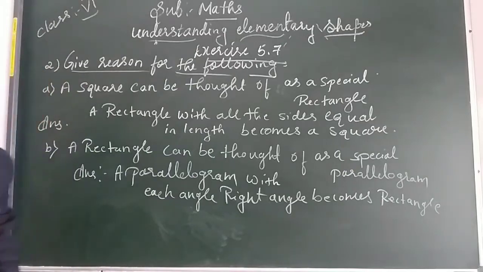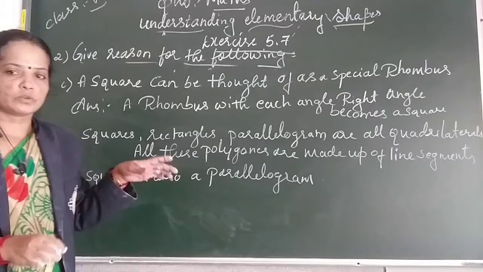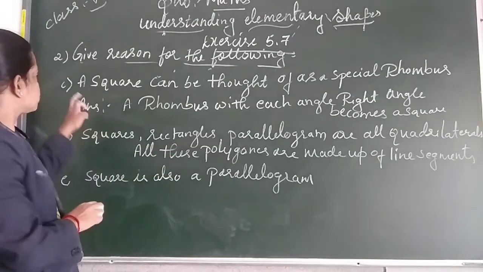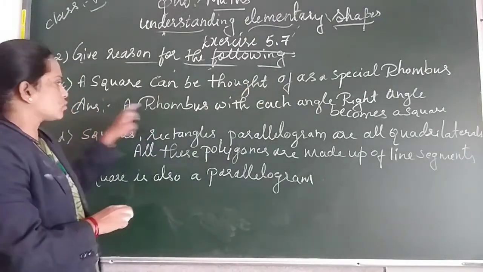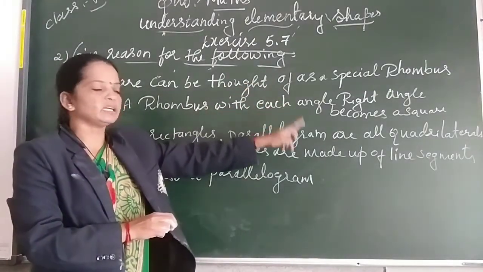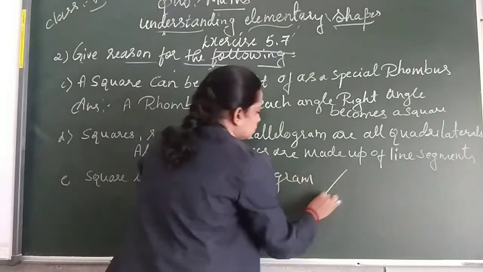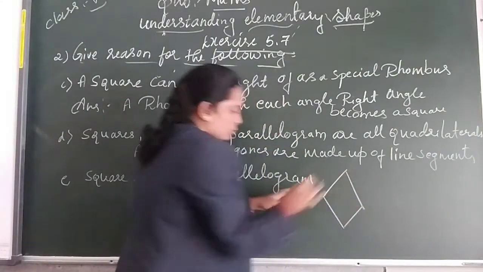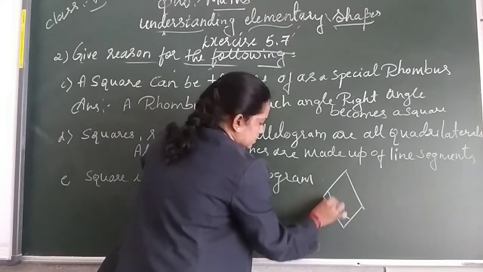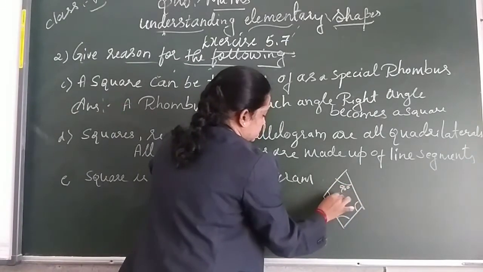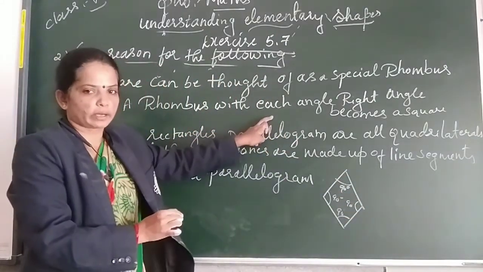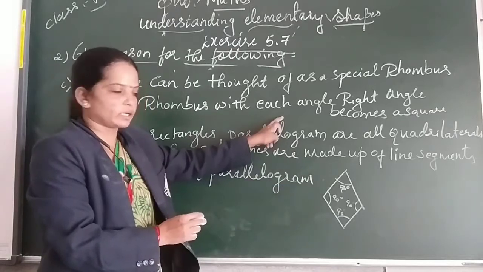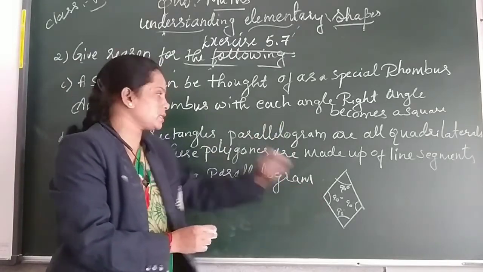Next, third one: a square can be thought of as a special rhombus. A rhombus with each angle a right angle becomes a square. If it is a rhombus and each angle is 90 degrees, 90, 90, 90 and 90, then it is called a square. In a rhombus all the sides are equal; if all the angles are 90 degrees, it is called a square.